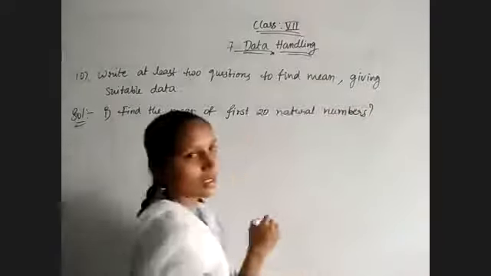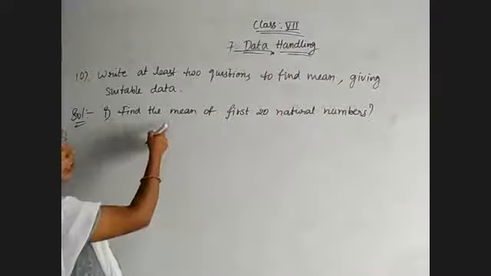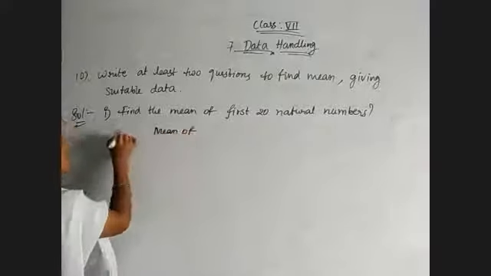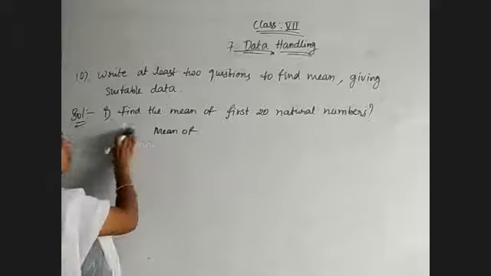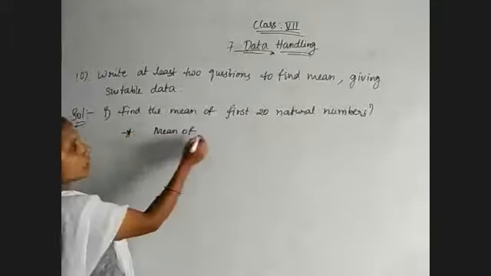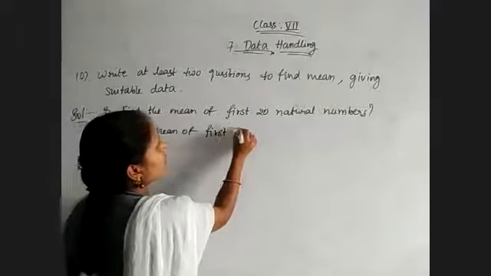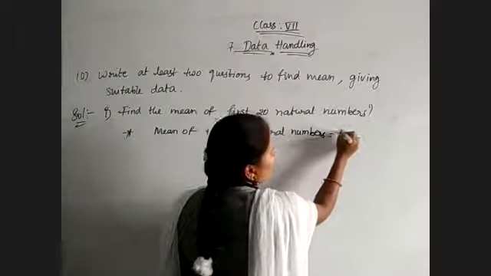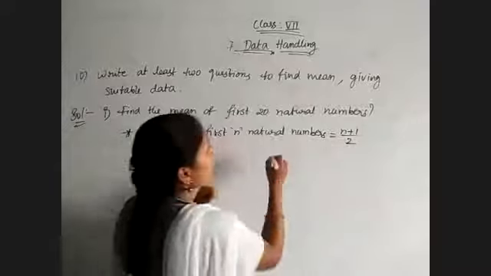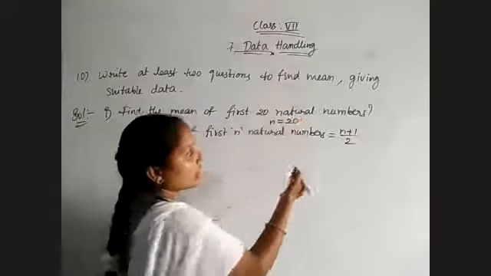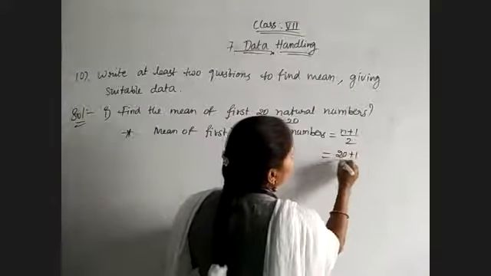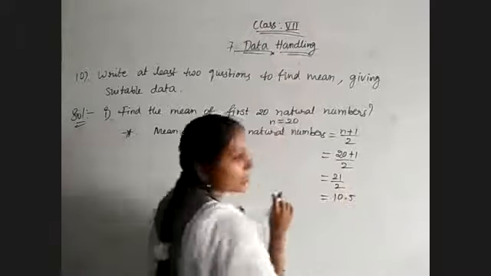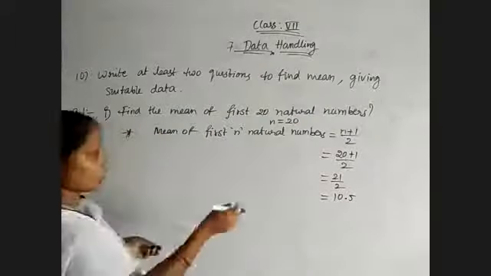So how can we find that? We have the formula to find the mean of the first n natural numbers, which is equal to (n plus 1) by 2. So here n is equal to 20. Now the mean of 20 numbers will be equal to (20 plus 1) by 2, which is nothing but 21 by 2. 21 by 2 means 10.5. 2 tens are 20, 1 is left, so 10.5.